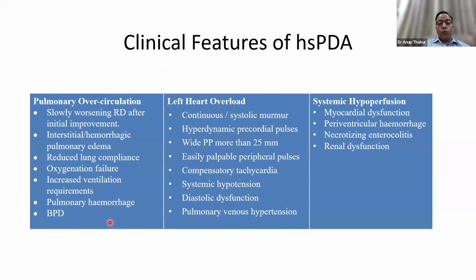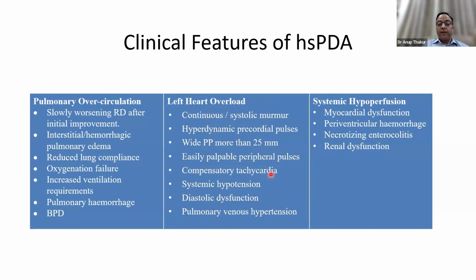Then this blood goes into the lung, comes back into the left heart. And so you can have signs of left heart overload. So you can hear sometimes a systolic or a continuous murmur if there's a PDA. The precordium becomes hyperdynamic. So you see the apex beat maybe in two rib spaces, or even three rib spaces. So it's a hyperdynamic precordium. The pulse pressure becomes wide, so more than 25 millimeter of mercury, because the diastolic pressure comes down. The peripheral pulses are easily felt, especially the dorsalis pedis.